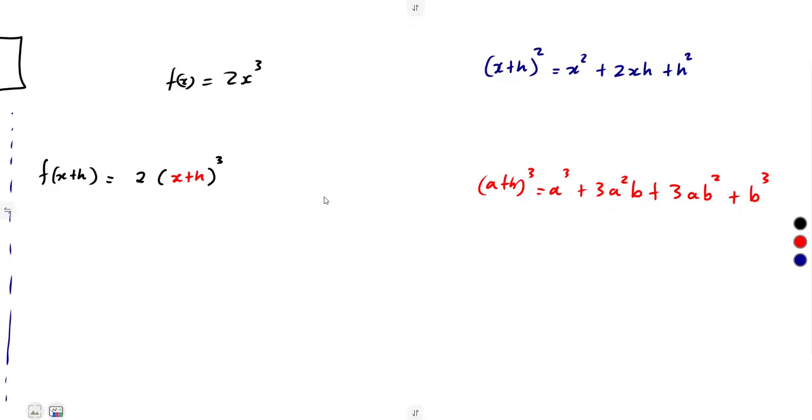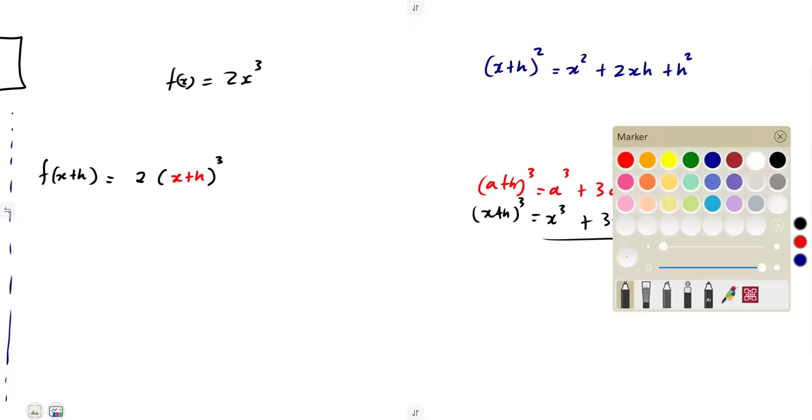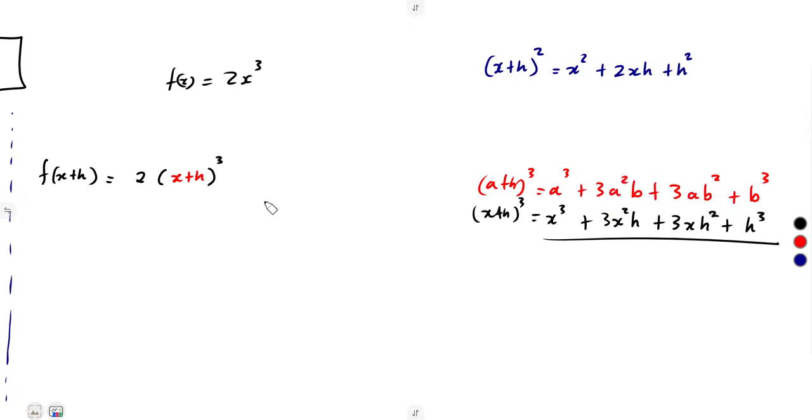So when it is x plus h cubed, you're just going to put x in place of a. It's going to be x cubed plus 3x squared h plus 3xh squared plus h cubed. You are done by knowing your algebraic identities. But let's say I do not know this. What can I do?